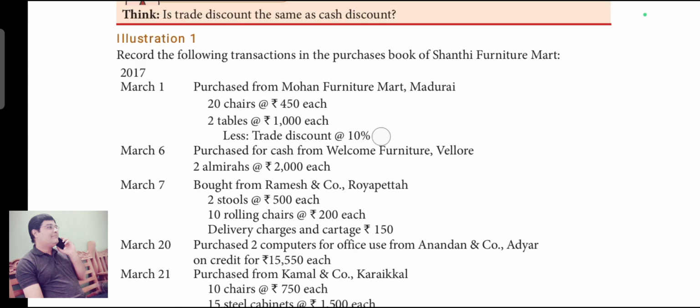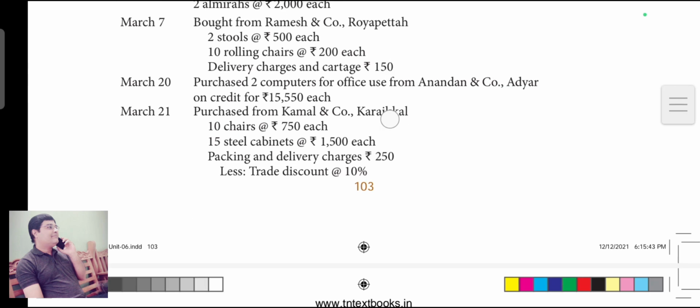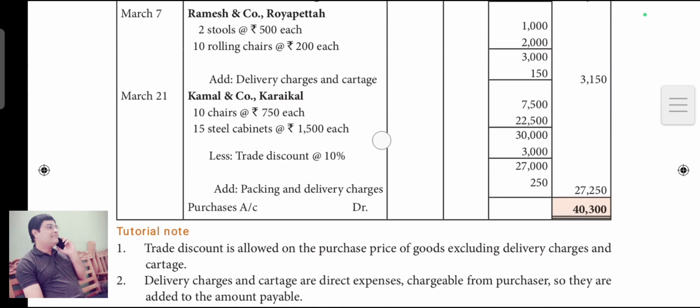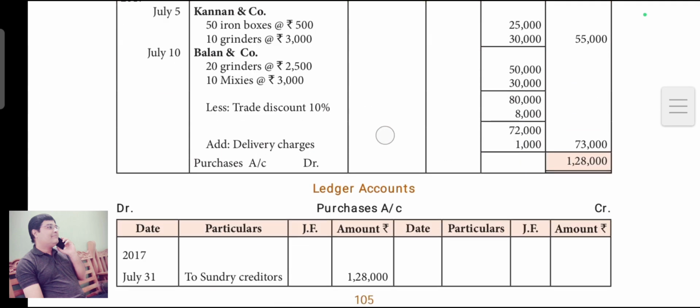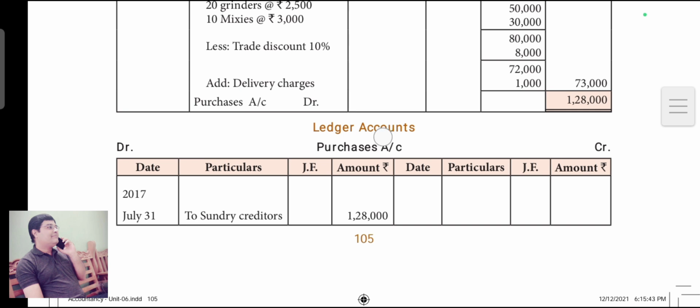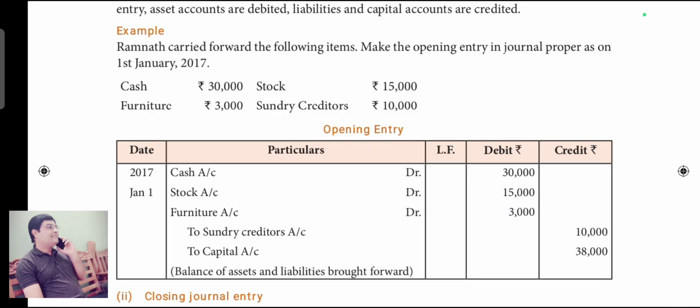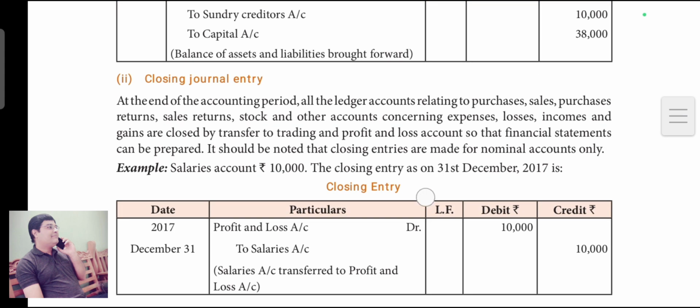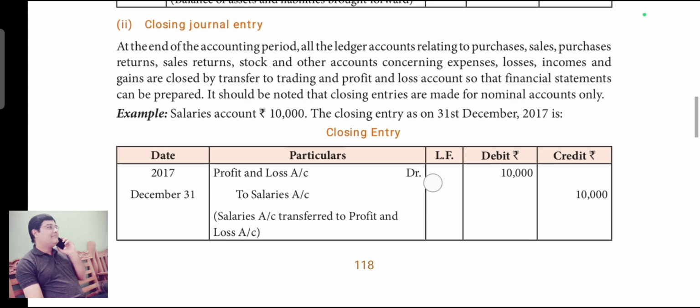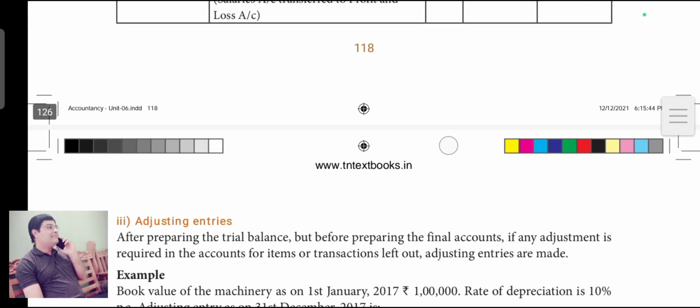In sixth chapter, illustration 1, page 103, and illustration 2, page number 105 is important. This example is very important. You have to calculate the opening entry as well as this closing entry. They will ask in the compulsory questions.